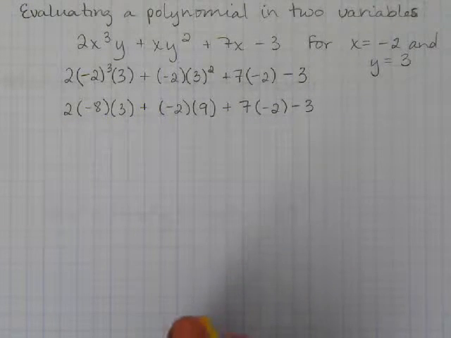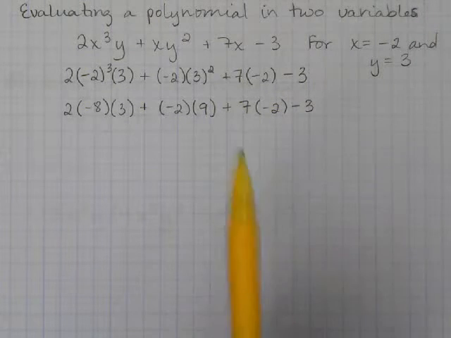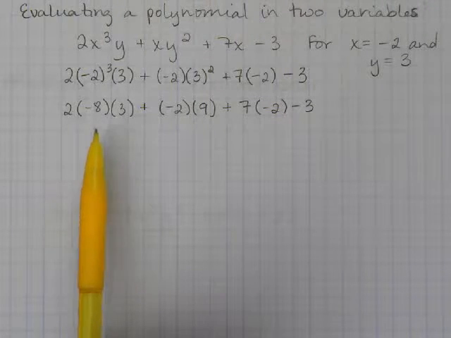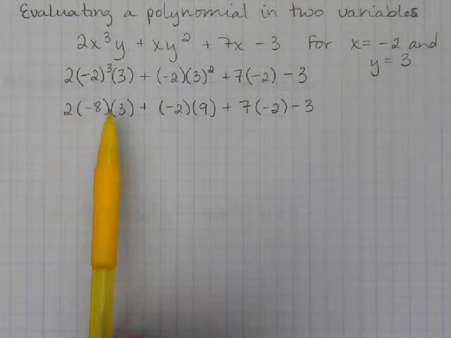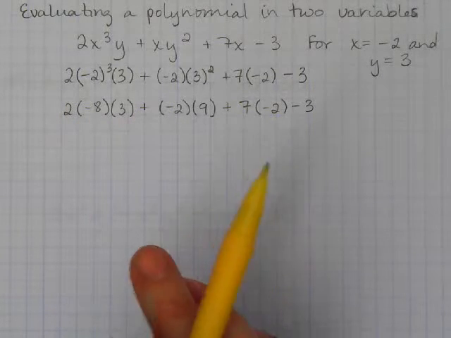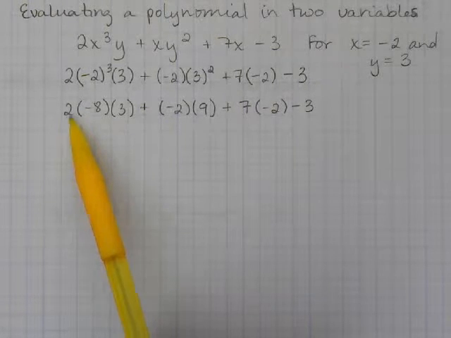So I've got negative 48. Drop down my plus sign. What's negative 2 times 9? Negative 18. Drop down my plus sign. What's 7 times negative 2? Negative 14. Drop down, minus 3.